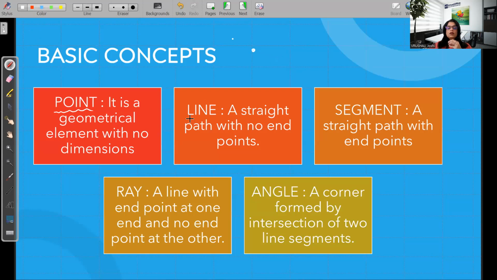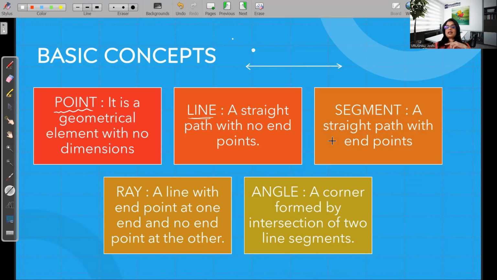If you talk about a line, a line is a straight line like this, and it will have arrows on both ends. The significance of these arrows is that it can continue from both ends. You can extend this line from both the ends. That is the significance of this arrow.